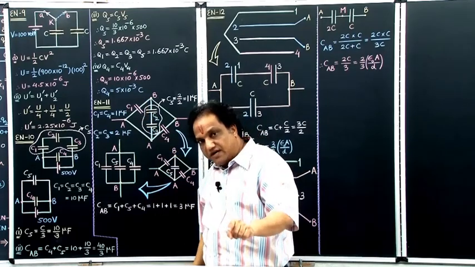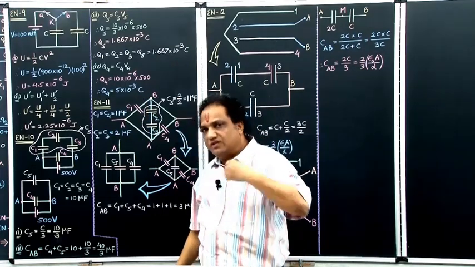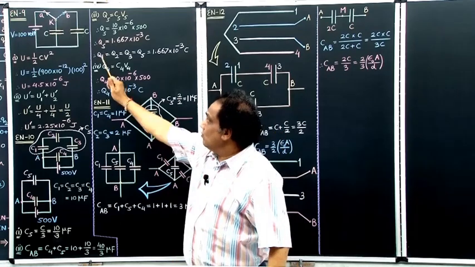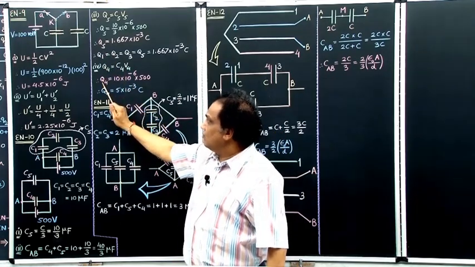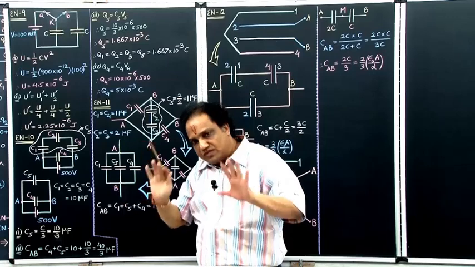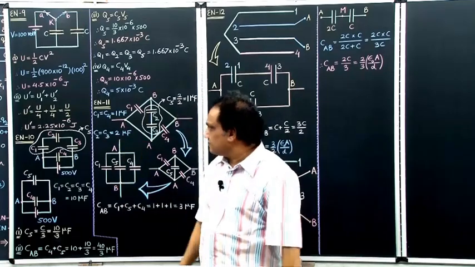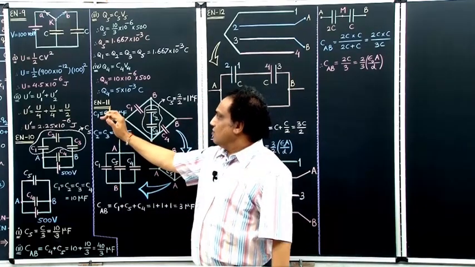So we had to find the charge on each capacitor, and that's what we have already done: Q1, Q2, Q3, Q4, correct? We have found the charge on each capacitor. Kindly read now number 11.